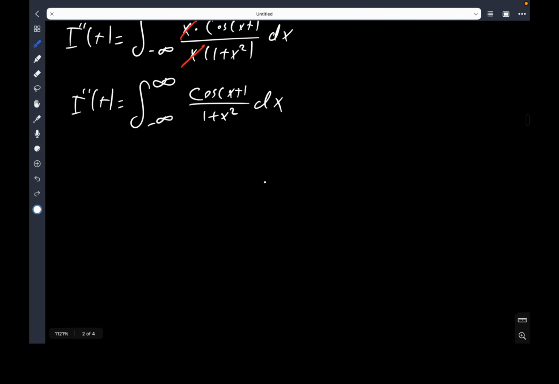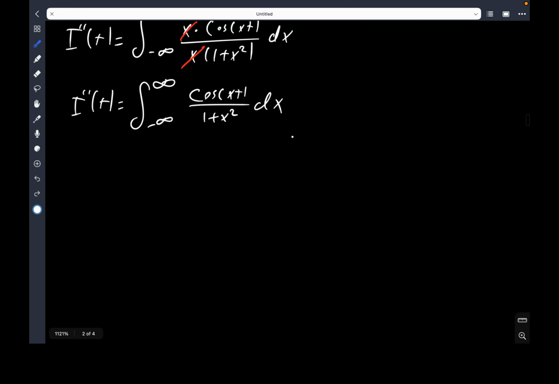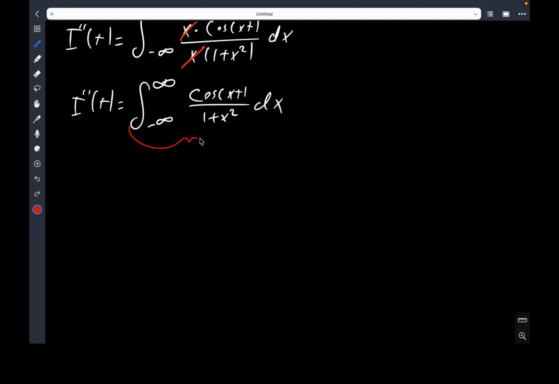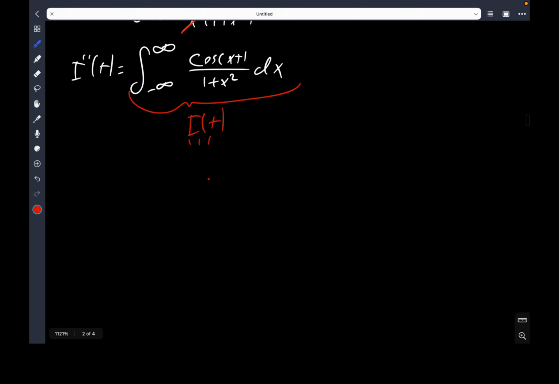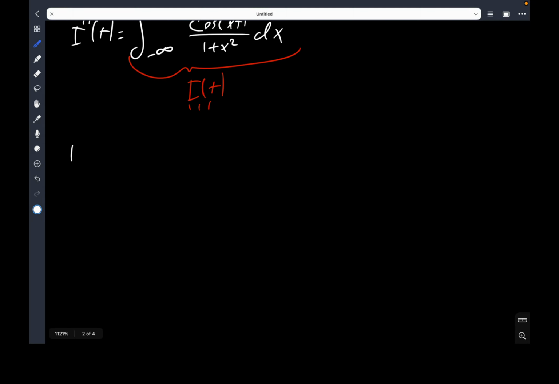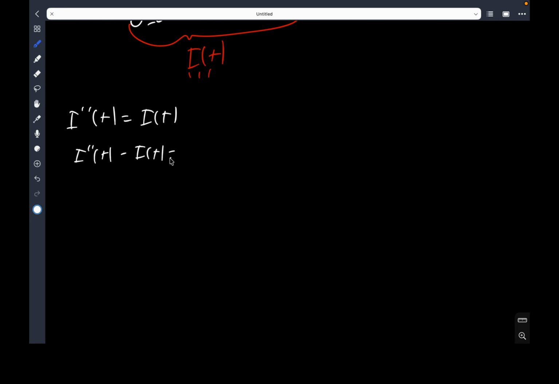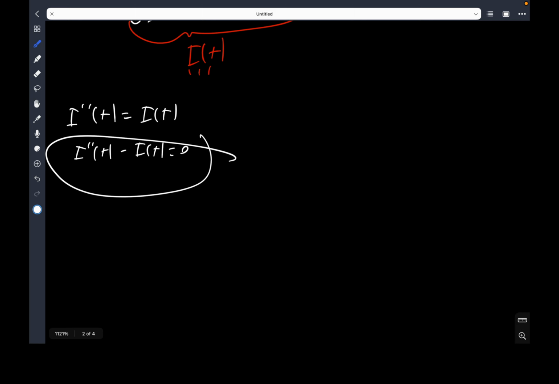First of all, do you see the pattern? This is actually our I of t here. So this thing right here is I of t, and thus I can say my I prime prime of t equals I of t, and I prime prime of t minus I of t equals 0, and this forms a differential equation that I need to solve.